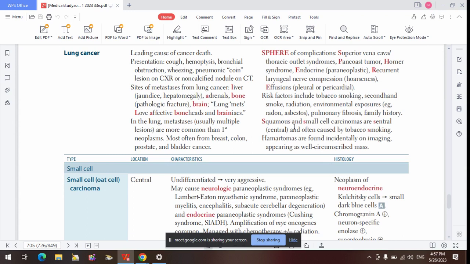So if someone has asbestos exposure, what tumor are we looking at, Dr. Oluwatobi? Asbestos, mesothelioma. No, bronchogenic carcinoma.